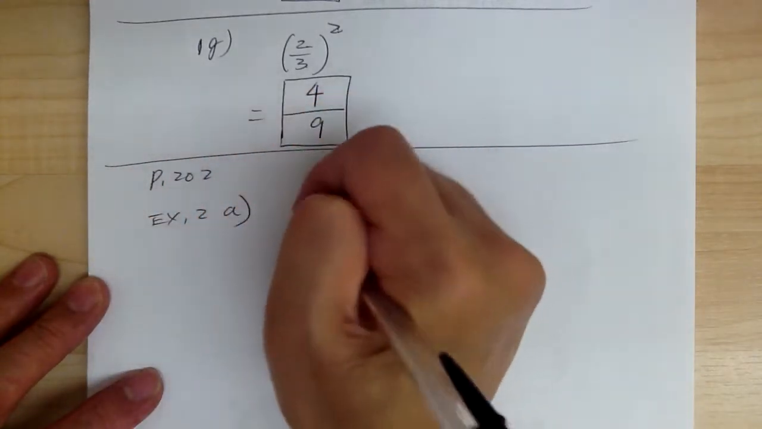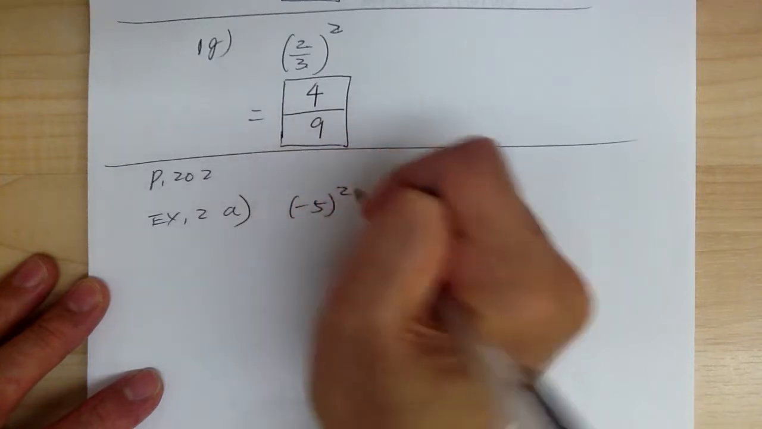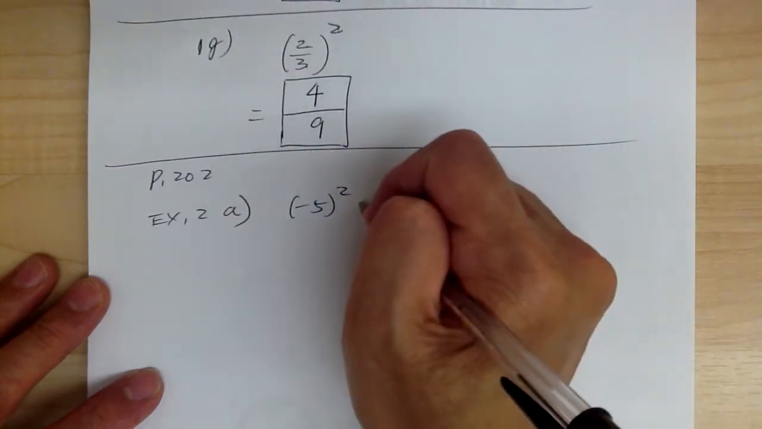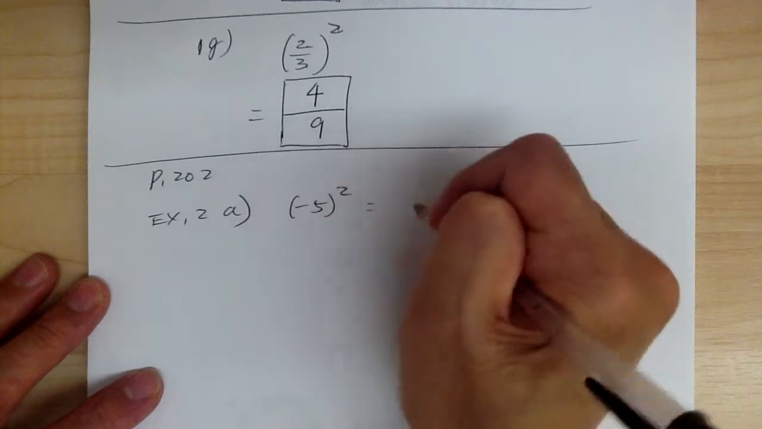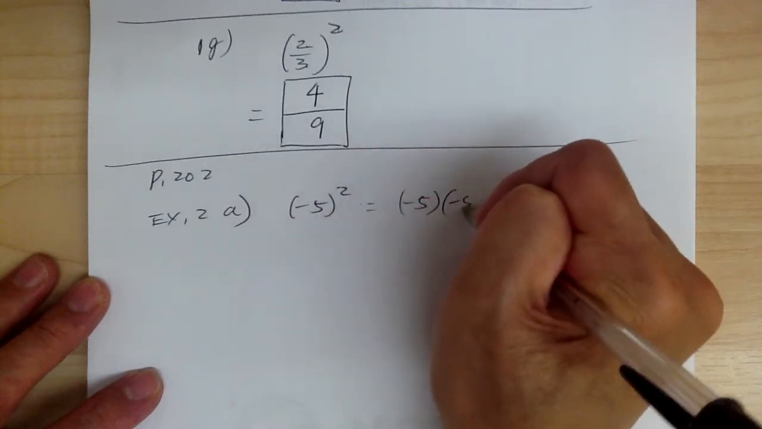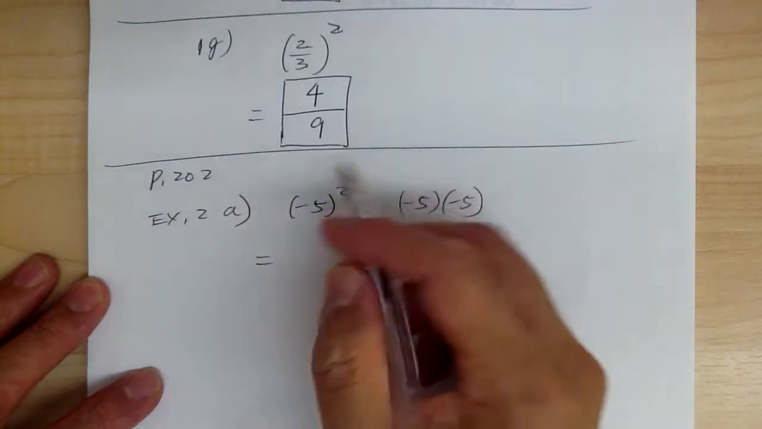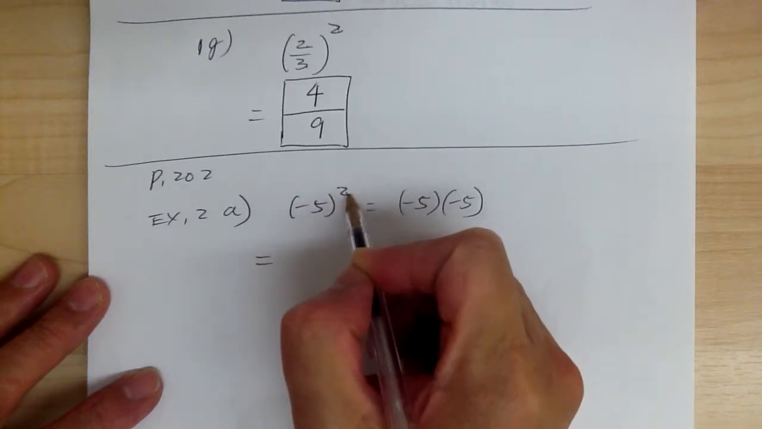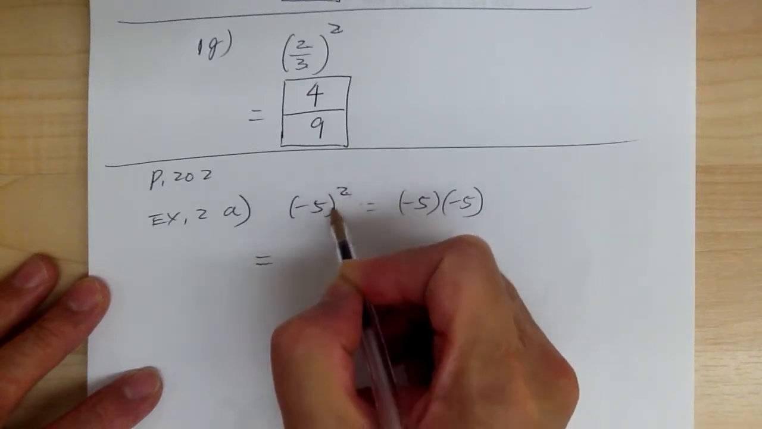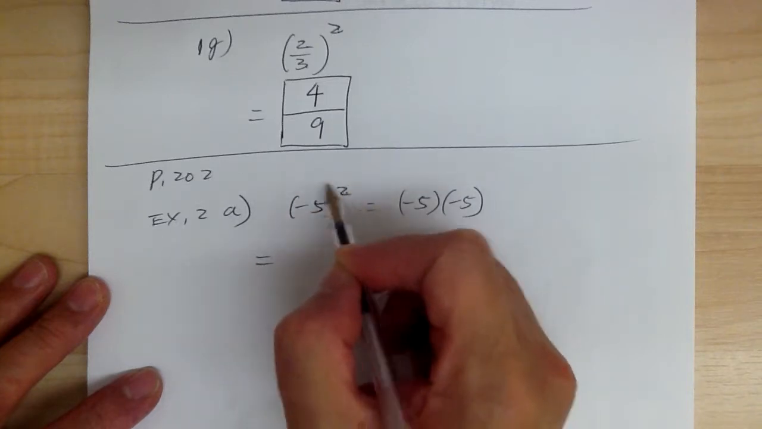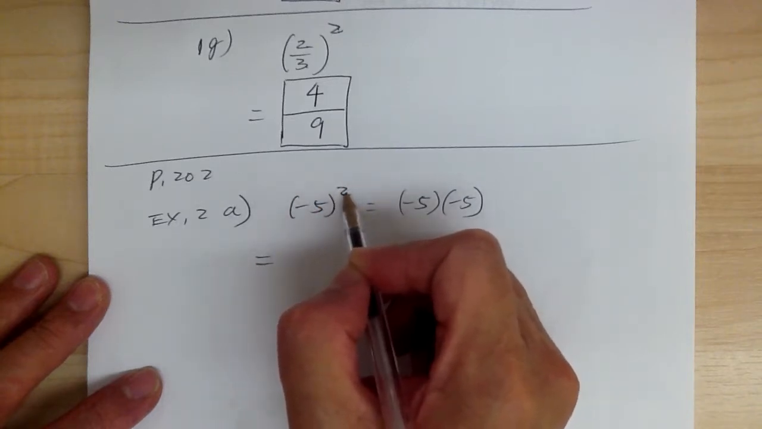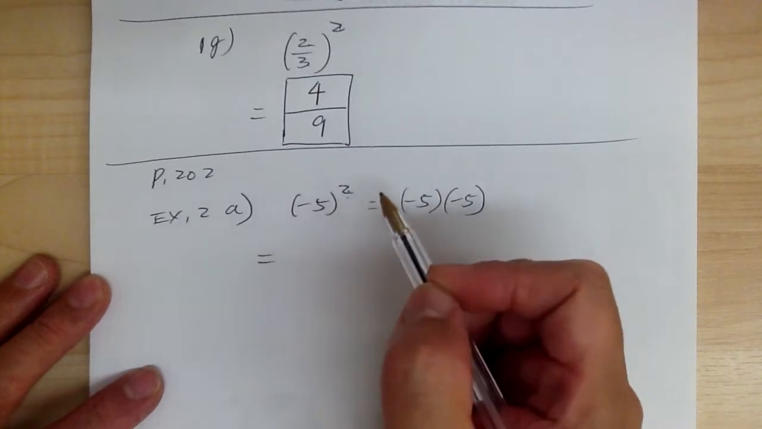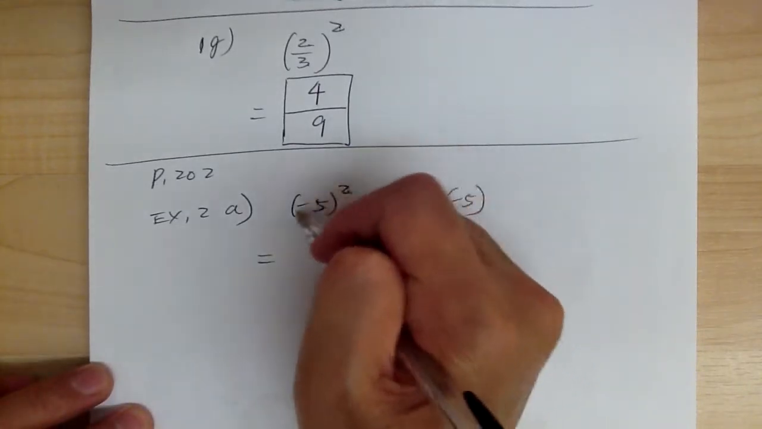Example 2a, you have (-5) squared. So I'm going to write it out to help you visualize. This means equal to -5 times -5. You can remember, the exponent is for what is immediately before it, right? Immediately before the 2 is a parentheses. That means everything in the parentheses would be raised to the 2nd power. So the exponent is for everything inside.